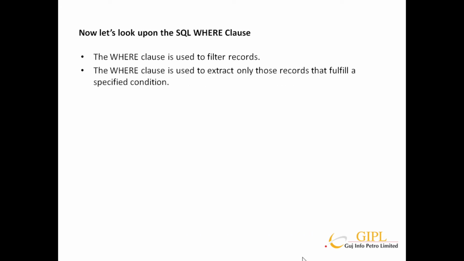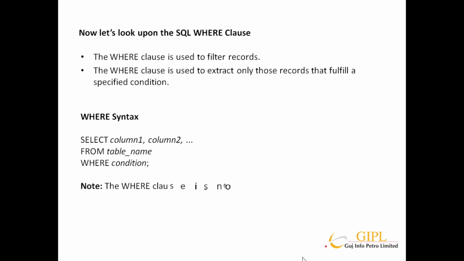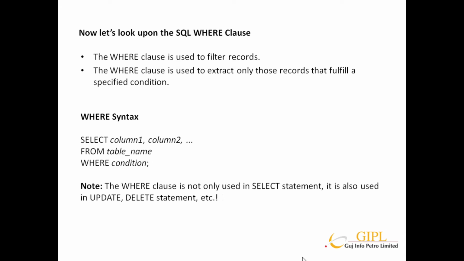Now let's look upon the SQL where clause. The where clause is used to filter records. The where clause is also used to extract only those records that fulfill a specified condition. Now let's look upon its syntax. Select column 1, comma, column 2, etc. from table name where condition. Please note that the where clause is not only used in a select statement, but it is also used in update and delete statements as well.